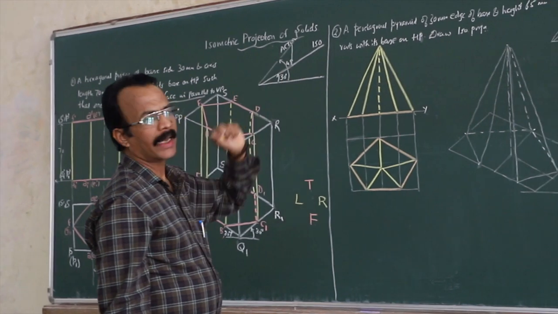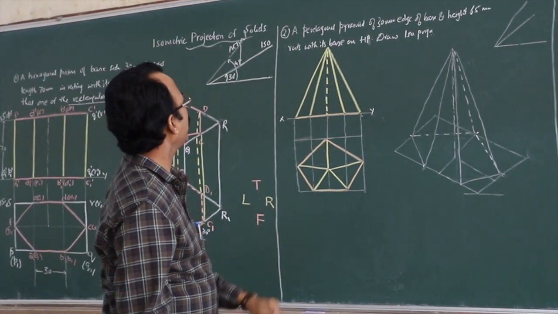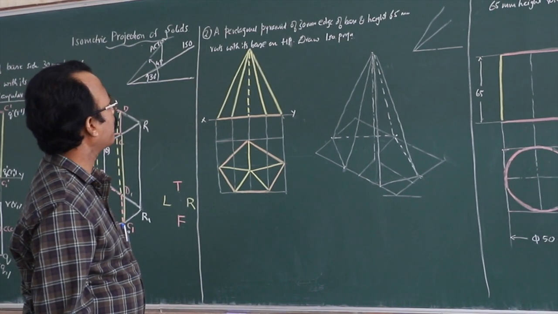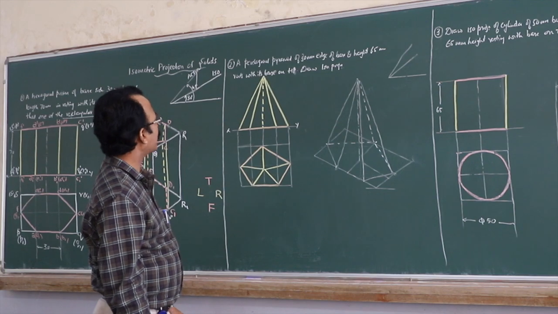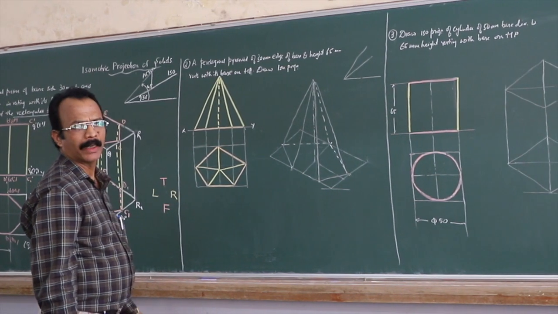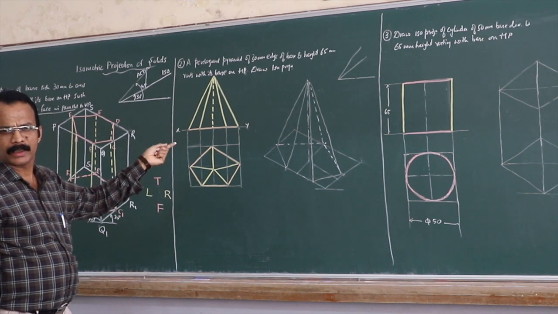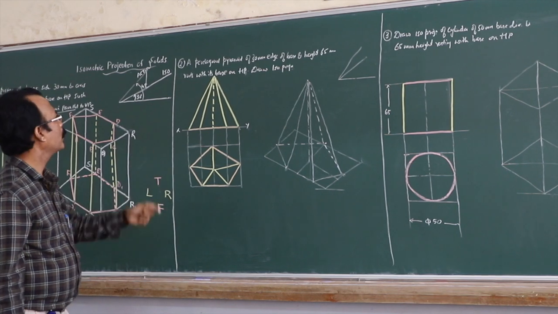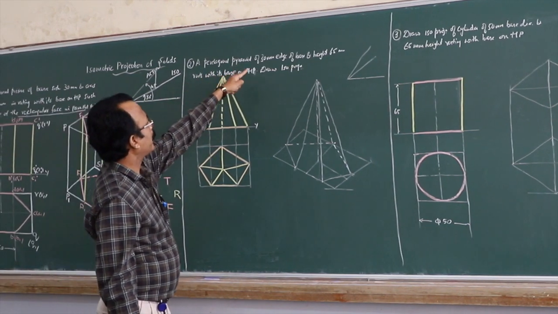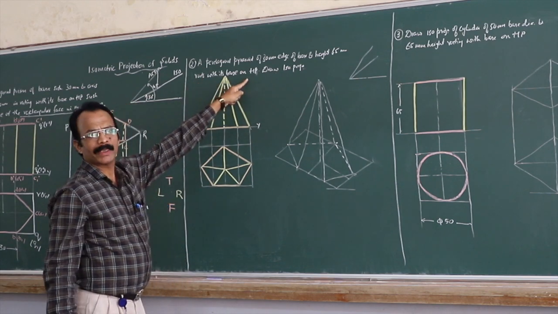Next we will take the pyramid problem. The problem says that a pentagonal pyramid of 30 mm edge of base and height 65 mm rests with its base on HP. Now all these problems are solved problems in your KRG, right? What I am doing here is just trying to give you the procedure there. So, pentagonal pyramid, 30 mm edge of base and height 65, resting with its base on HP.